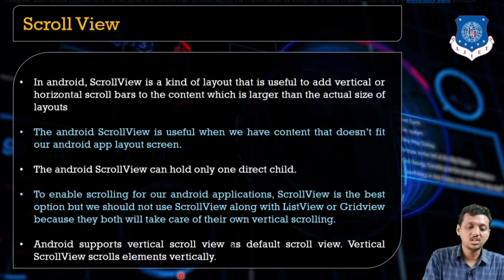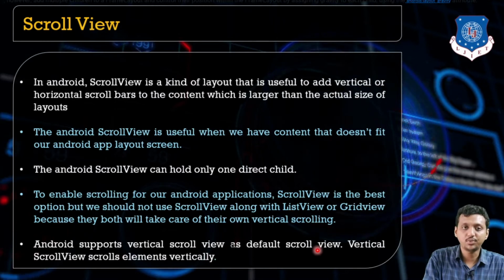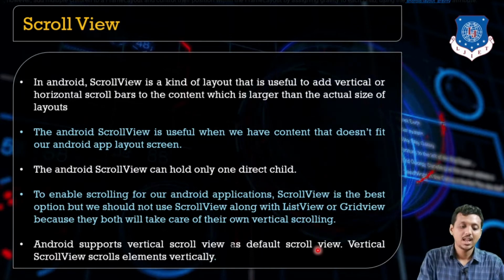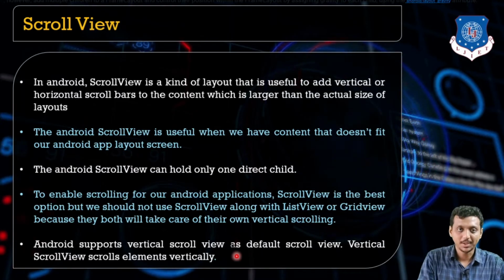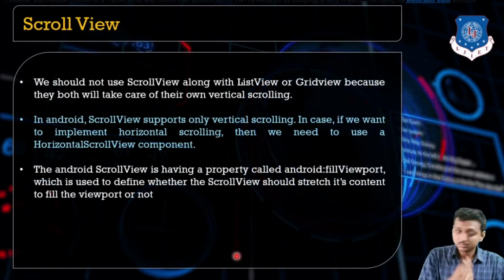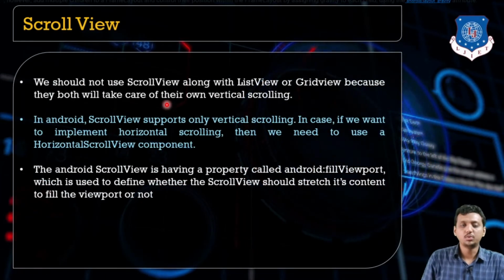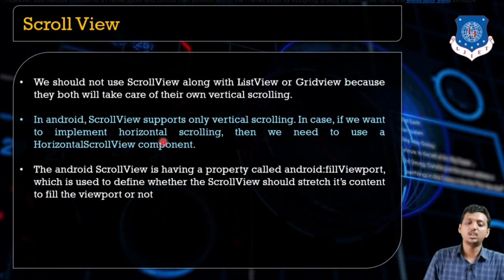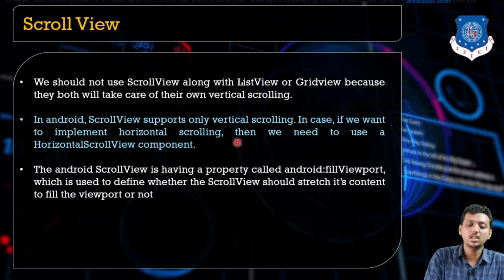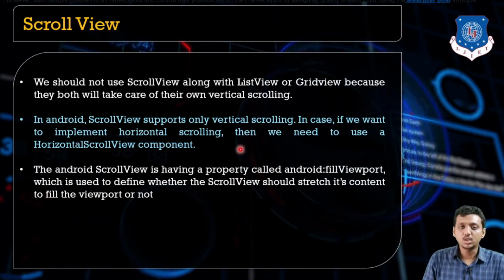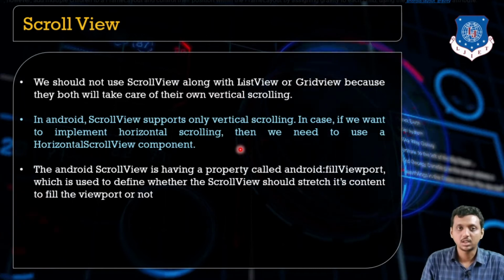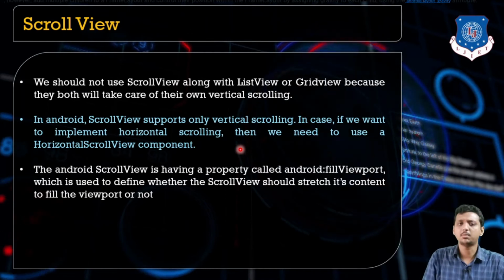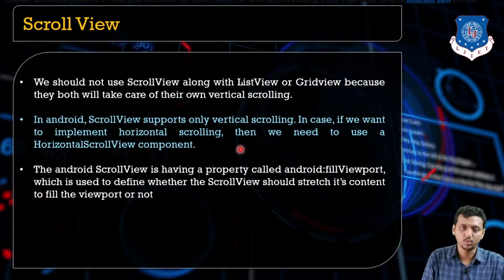Android supports vertical scroll as well as horizontal scroll, with the scroll view being the default. In today's lecture, we are going to see how the vertical scroll view works, scrolling the elements vertically. So we should not use the scroll view with the list view and grid view. As well, students, the scroll view supports only vertical scrolling. If we want to implement horizontal scrolling, then we need to use the horizontal scroll view component. We are going to see another example specially for the horizontal scroll view, so do not worry about it. In this session, we are just going to implement the vertical scroll view.